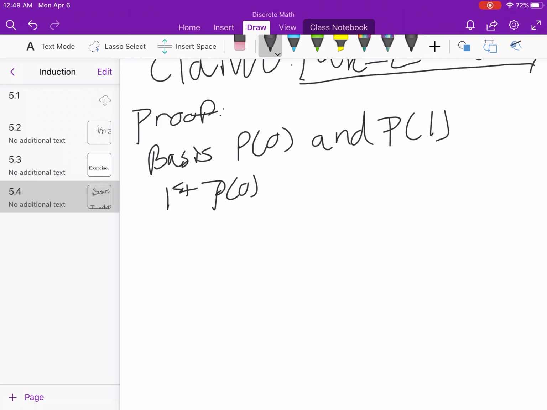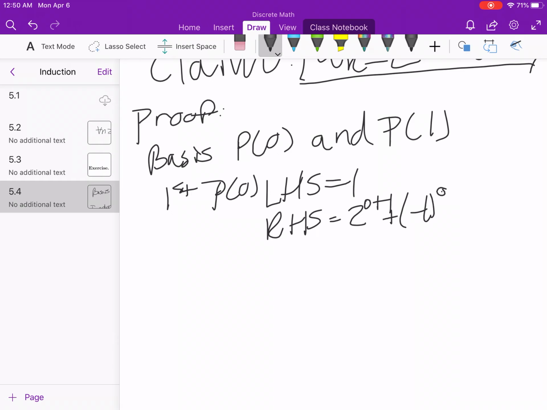Now when n is 0, notice that the left-hand side, my a0, is 1, so the left-hand side is just 1. And then my right-hand side, remember I'm claiming it's this thing, so that's 2 to the 0 plus 1, plus negative 1 to the power of 0 plus 1. And so that's equal to 2 minus 1, so that's just 1. So the left-hand side and the right-hand side are equal, so P of 0 is true.